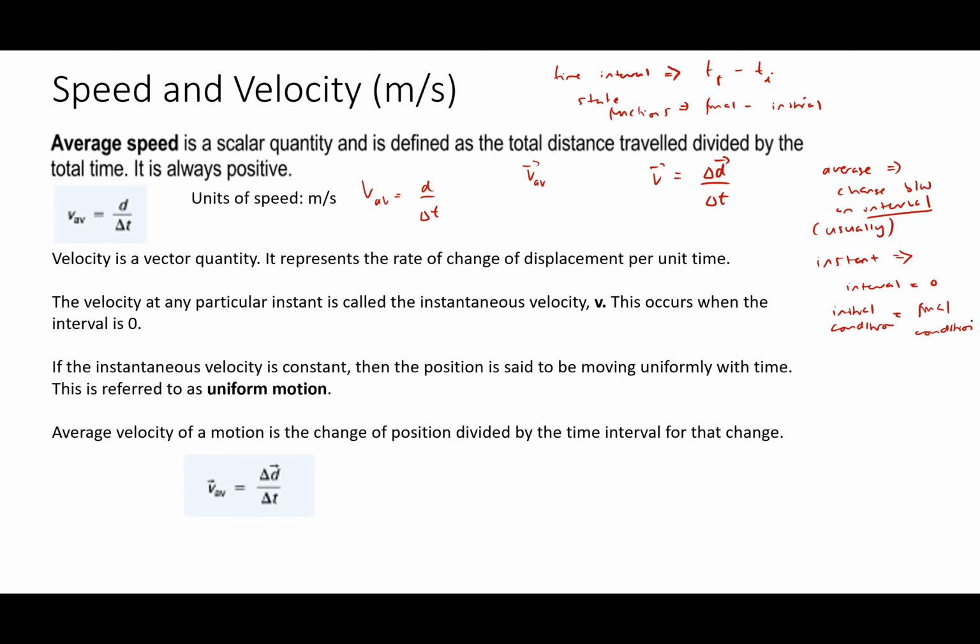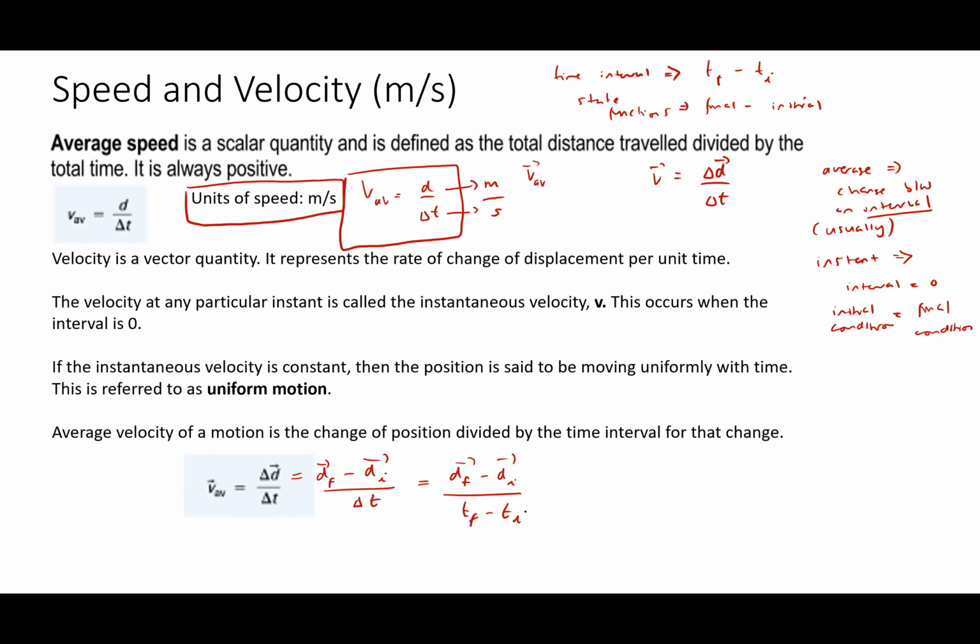Now, average speed is a scalar. There is no direction associated with it. Because it is distance over a time interval, and distance is measured in meters and time in seconds, the unit of speed is meters per second. Velocity is defined as the rate of change of displacement per unit time, and displacement here is a vector. So displacement is the final position minus the initial position, and you can write this over final time minus initial time. Because the numerator is a vector quantity, velocity is a vector. The direction of your velocity is going to be associated with the direction of your displacement vector.